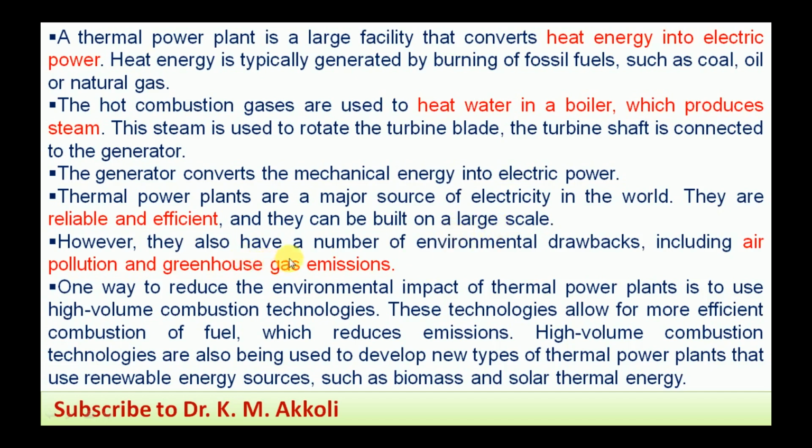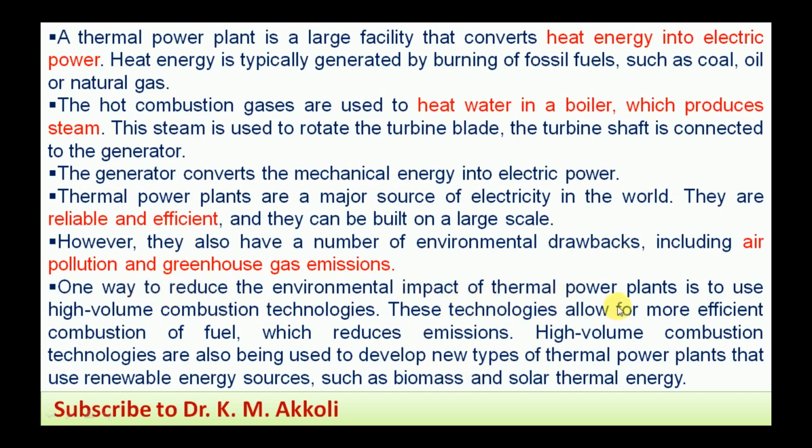However, they also have a number of environmental drawbacks, including air pollution and greenhouse gas emissions. Usually some disadvantages are associated with this one. There is an environmental pollution problem that can be avoided by using efficient combustion of the fuel gases, along with the high pressure boilers we are going to use. Nowadays, whatever the emission problems, those are reduced. Those are called high volume combustion technologies. That means efficient combustion of the fuel. If you carry it out, then we are going to reduce whatever the environmental pollution is there. We cannot eliminate it completely, but we can reduce that. That can be carried out here.